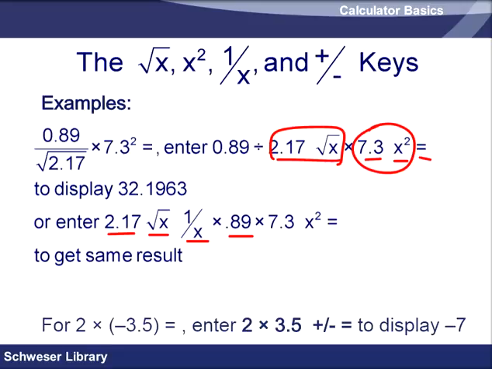Well, it's not much difference in work here, but imagine if you had a denominator that was 1.12 to the 7th power, then it would be easiest to do 1.12, y to the x to take it to the 7th power, and then hit the 1 over x key and then multiply by 0.89 or whatever's in the numerator. So that's just a handy trick.